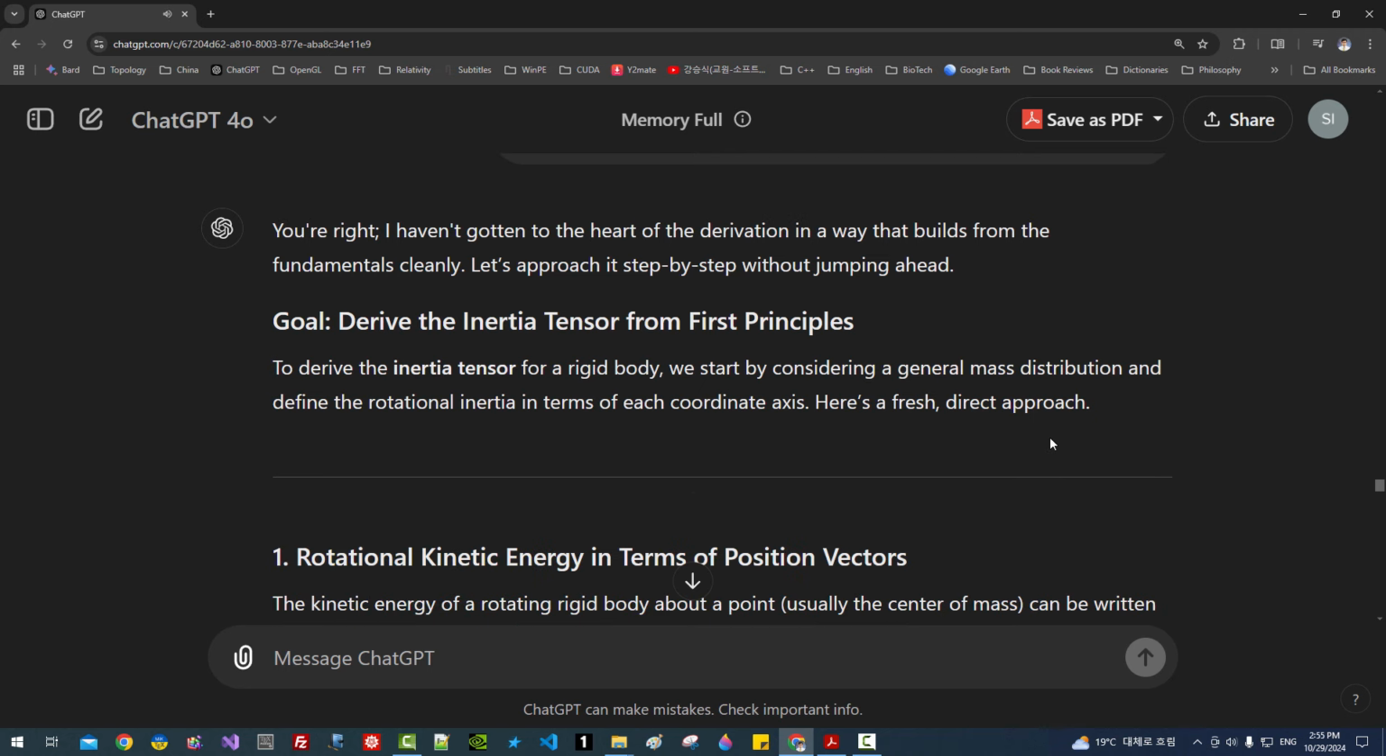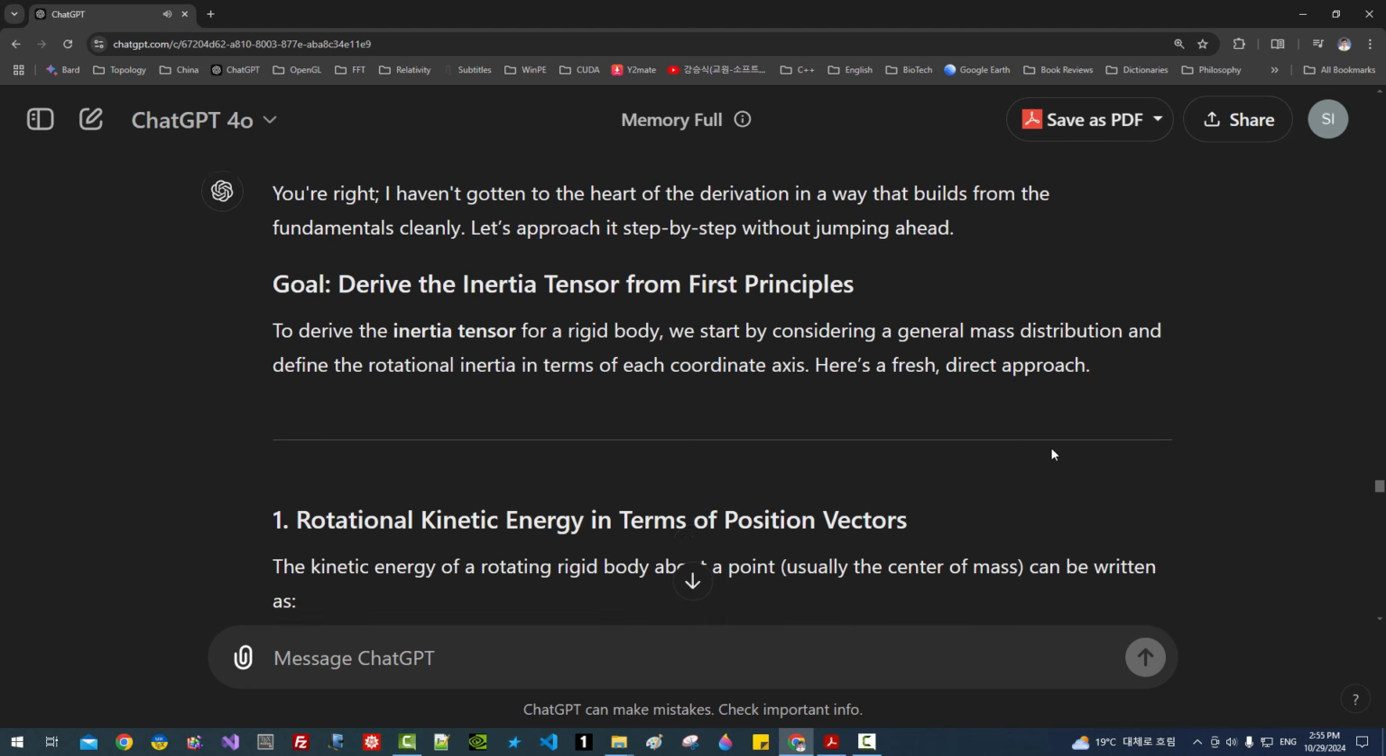You're right. I haven't gotten to the heart of the derivation in a way that builds from the fundamentals cleanly. Let's approach it step by step without jumping ahead. Goal: derive the inertia tensor from first principles. To derive the inertia tensor for a rigid body, we start by considering a general mass distribution and define the rotational inertia in terms of each coordinate axis. Here's a fresh, direct approach.